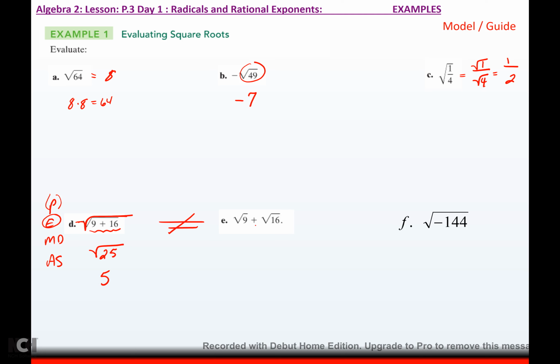If I split them and do this, you got to do the exponent first, and then the adding last. So the square root of 9 is 3, the square root of 16 is 4, then I can add and I get 7. Notice that I do not get the same answer. And for f, if that's even and there's a negative underneath, you can say it doesn't exist, or you can say that it is not real, which we'll learn about later how to write that.